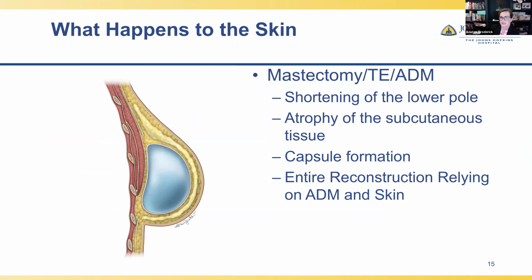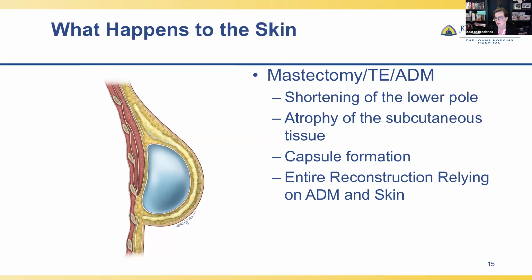But what we've discovered is that it's not just not subpectoral. When you do reconstruction above the muscle, you actually get some shortening of the lower pole of the breast, or basically from the nipple, the skin from the nipple down to the inframammary fold. And you get atrophy of the subcutaneous tissue. So that skin is not as thick. The fatty layer underneath the skin atrophies with time due to scar tissue.